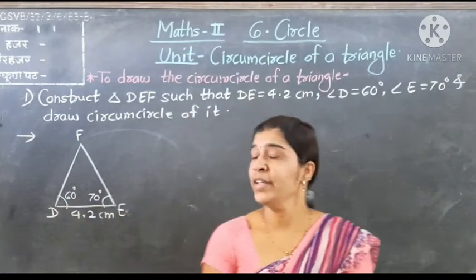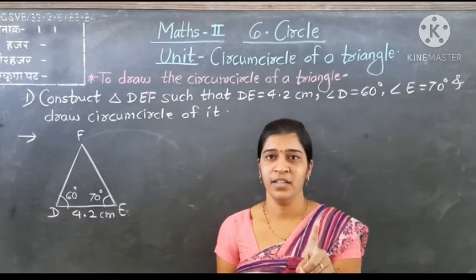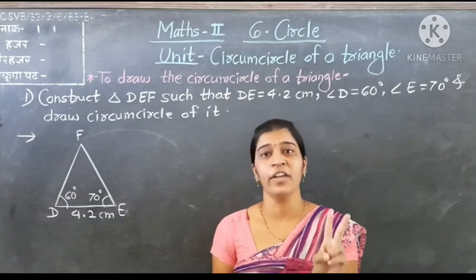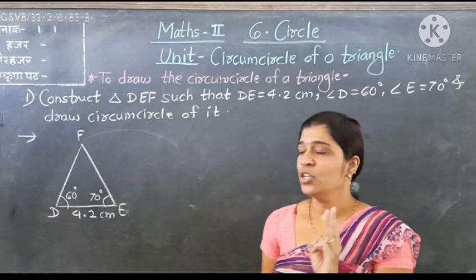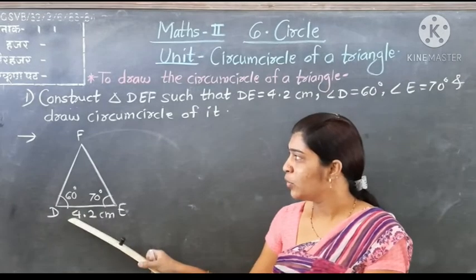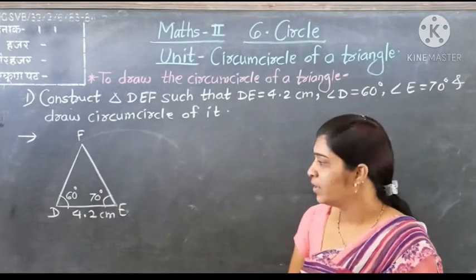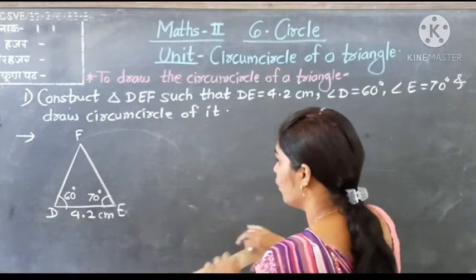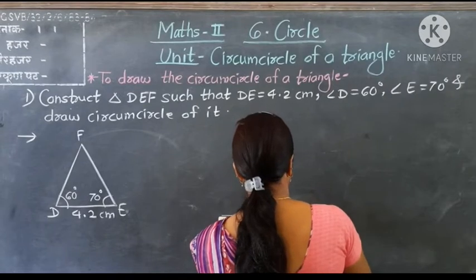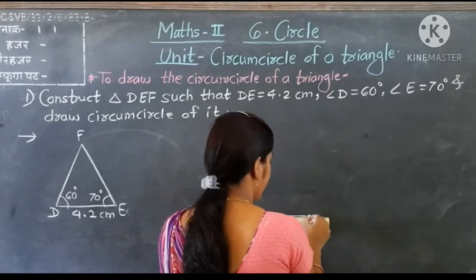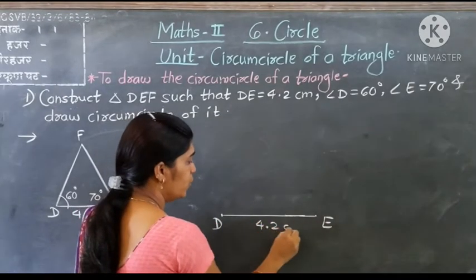For drawing the circumcircle of a triangle, I told you to first draw the triangle, then draw the perpendicular bisector of any 2 sides, and then take C as center and draw the circumcircle. So first we draw triangle DEF. What is the base given? DE is 4.2. So first we draw the base DE of 4.2 cm. This is DE of 4.2 cm.